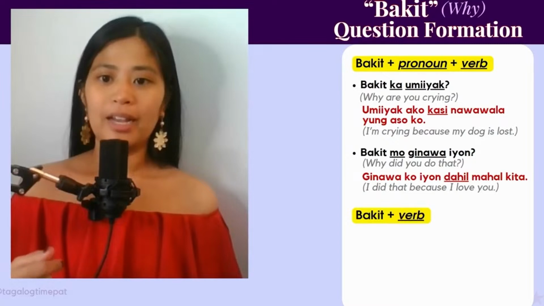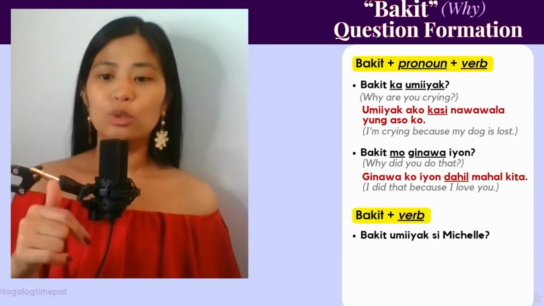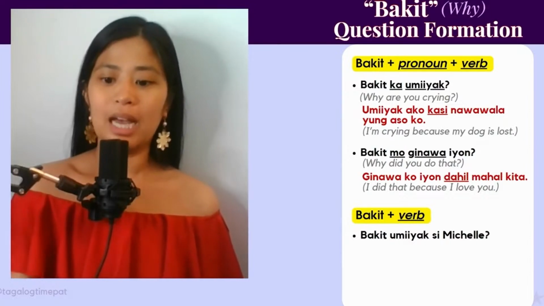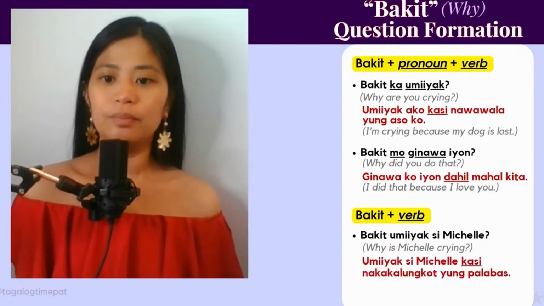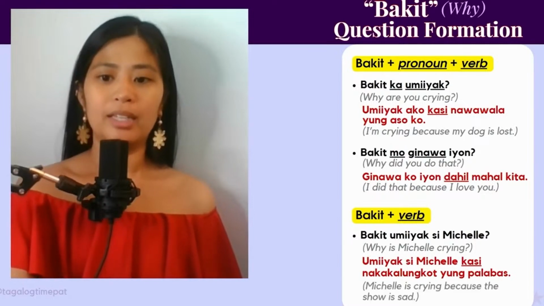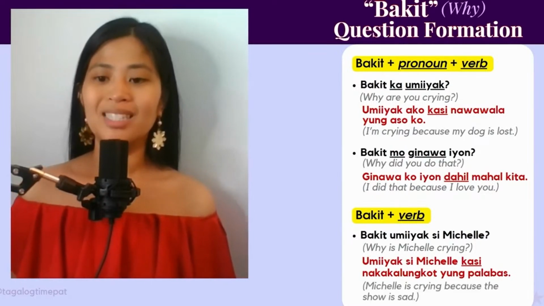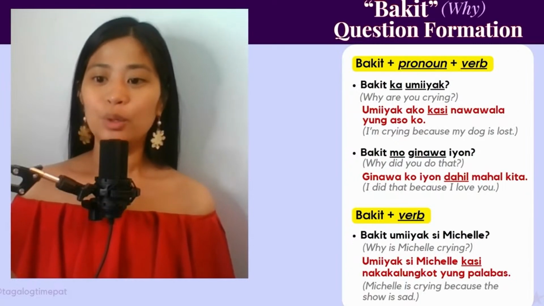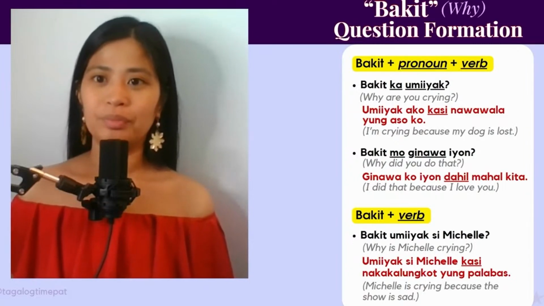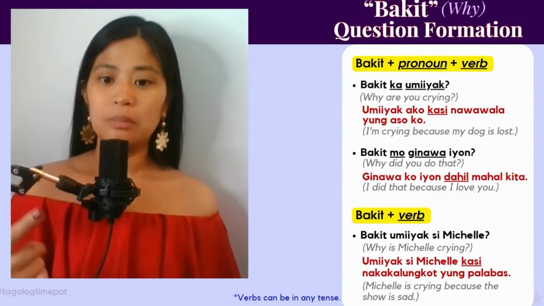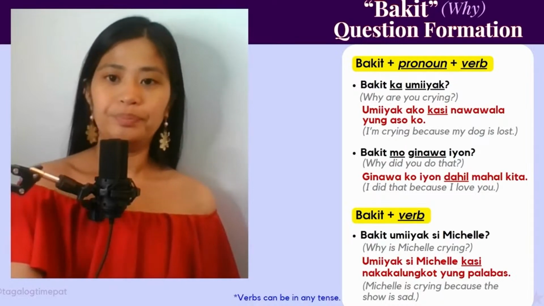And then another way to use bakit plus a verb. Bakit umiiyak si Michelle? Why is Michelle crying? Umiiyak si Michelle kasi nakakalungkot yung palabas. Michelle is crying because the show is sad. Nakakalungkot means it's like feeling sad, makes someone feel sad. Yung palabas, the show. So those are the different ways bakit can be used. And again, verbs can be in any tense, like we saw in ano.